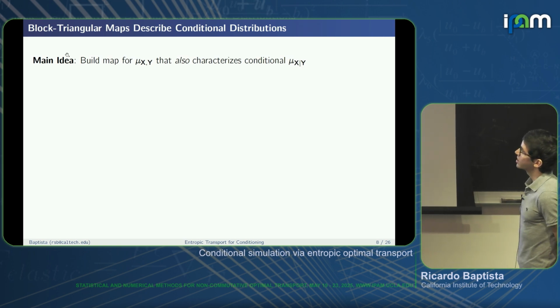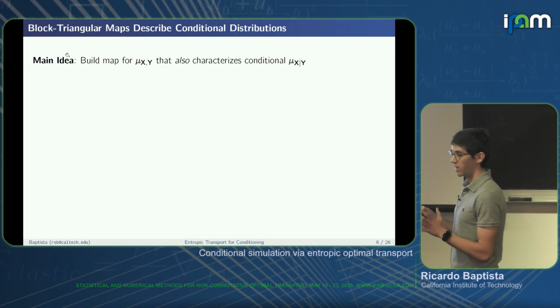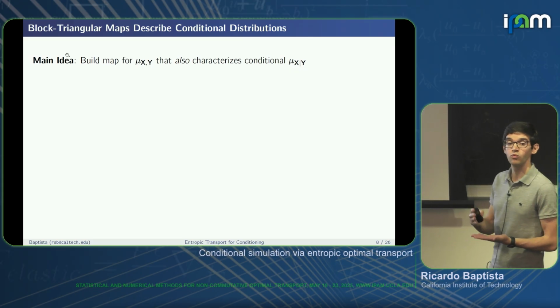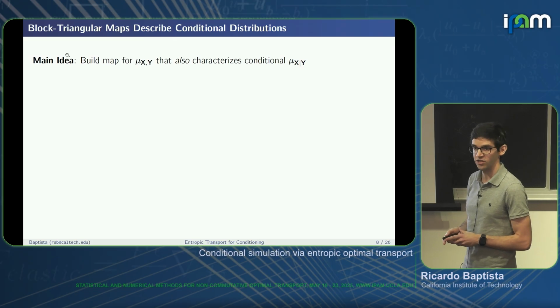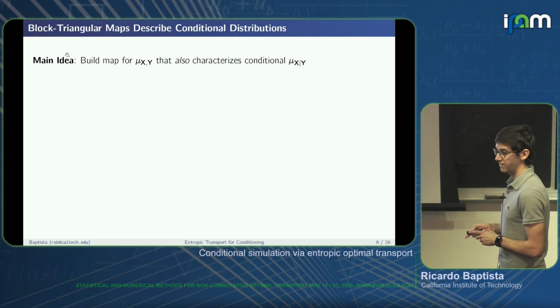And so the approach that we're going to use is that of trying to build a map that takes us from a reference to what we do have access to, which is the joint distribution of states and observations, such that we can use part of this map to also sample the conditionals.